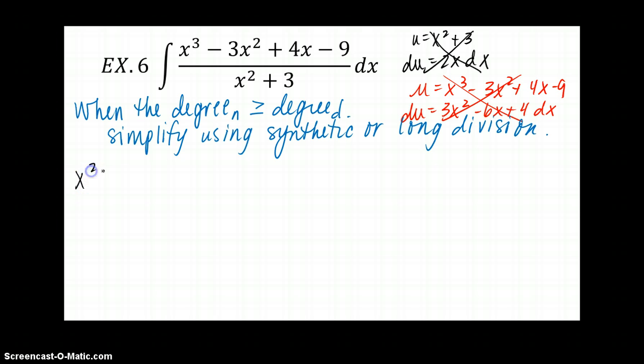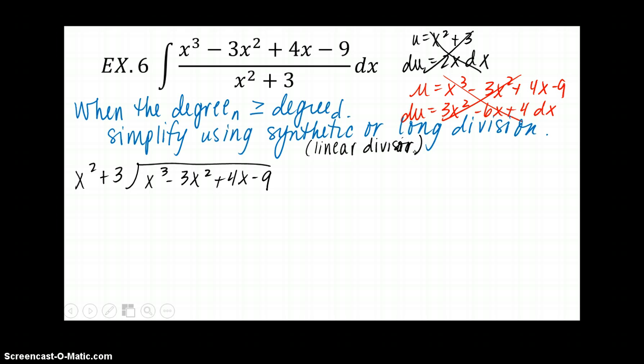All right, good old long division. You need long division because the divisor is not linear. Synthetic is only for linear divisors. So x cubed divided by x squared gives me x. Divide, multiply: x times x squared is x cubed. x times 3 gives me 3x.